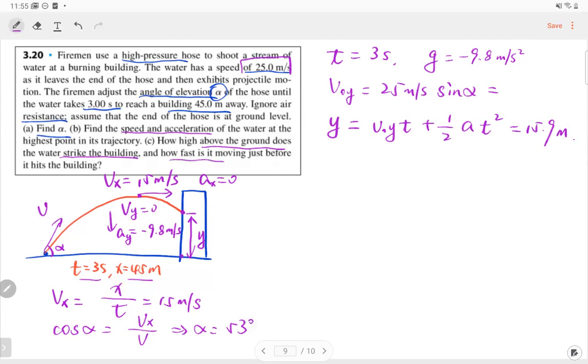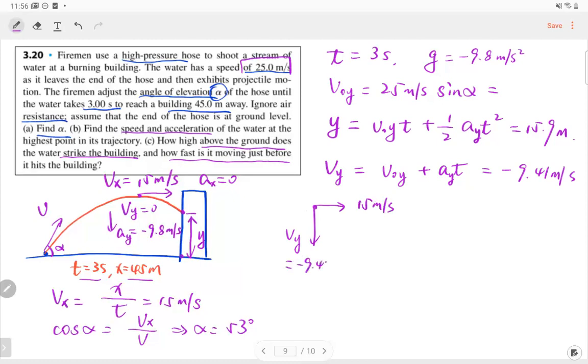Then also we need to know how fast it's moving just before it hits the building. Okay, we need to know the final velocity. We're going to use the equation: initial velocity of y plus a t, where a is in the y direction. Then we get the final velocity, negative 9.41 meters per second. And the negative means the velocity goes down. So the velocity of y goes down. And at the hitting point, the horizontal velocity is still 15 meters per second. This is 9.41 meters per second.